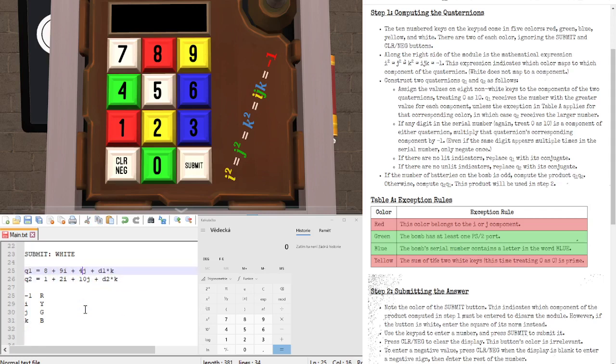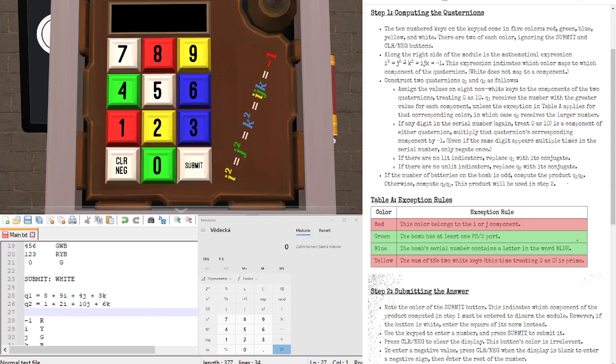And I'll just delete this multiplication sign so we have it like this, because this still means the multiplication, it's just shorter. And for k we have a blue. Blue buttons are 6 and 3, and since its exception rule is true, we swap these. So the lower one goes to Q1, it's 3, and the greater one goes to Q2. So now we have those.